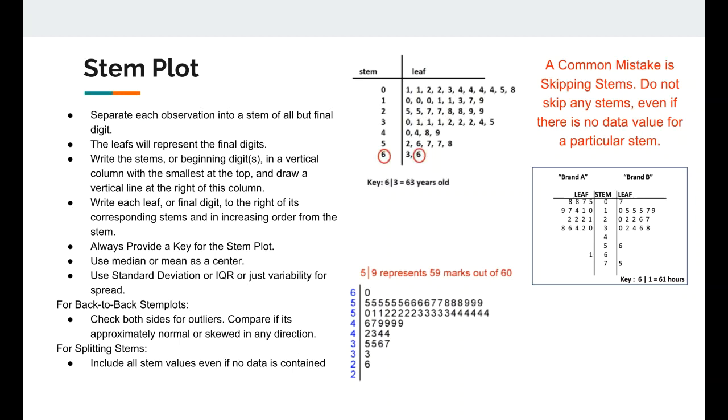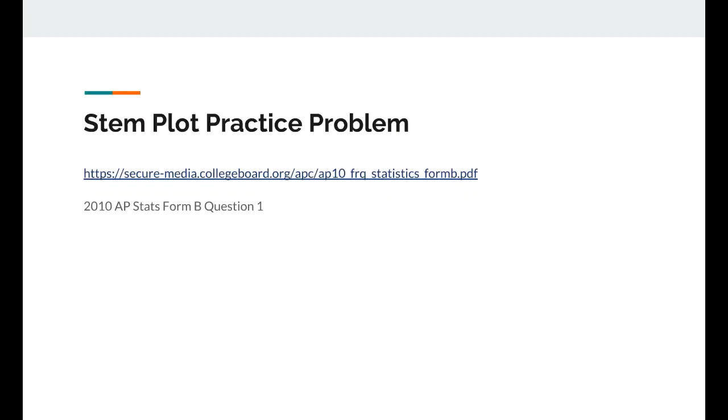You always want to make sure you use a mean or median in the center and use standard deviation to describe the variability of the data. And if you're using back-to-back, compare both sides of the data. Attached is a practice problem on the next slide.